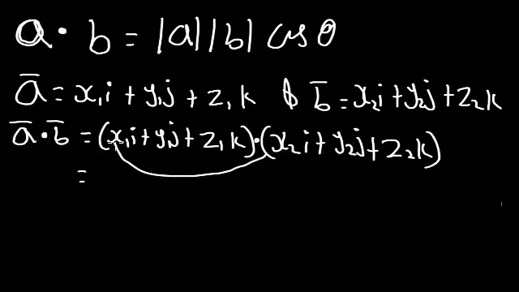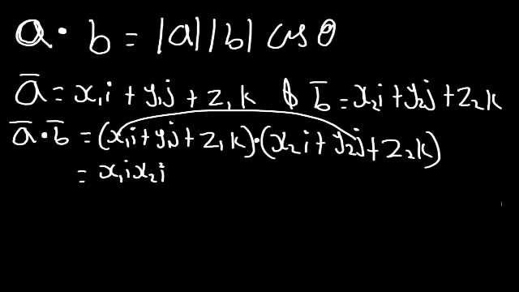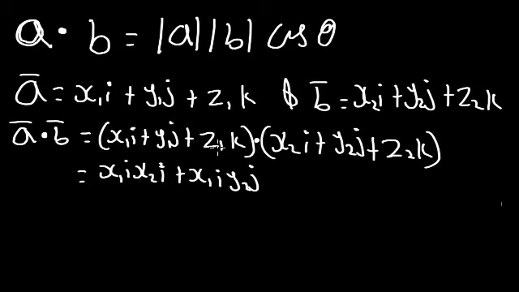And that will be x sub 1 i times x sub 2 i. That's x sub 1 x sub 2 i. x sub 1 i times y sub 2 j, that's plus x sub 1 i y sub 2 j. This times this, that's plus x sub 1 i z sub 2 k. Perfect. Now we are adding this. Now let's move to the next one.